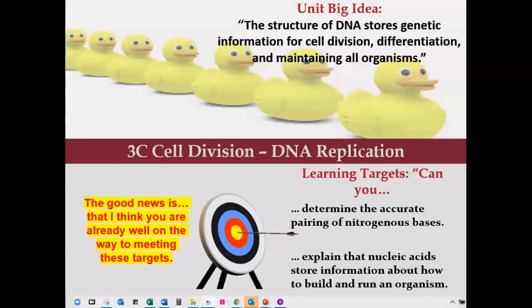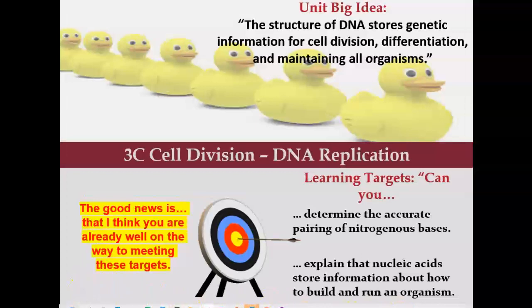Welcome back to biology. We are still working on Unit 3C, where we're looking at cell division. Today we're going to focus on DNA replication. The big unit idea stresses that the structure of DNA stores genetic information for cell division, differentiation, and maintaining in general all organisms. But in order to make new cells and do cell division, we have to be able to replicate or duplicate the DNA that we have accurately.